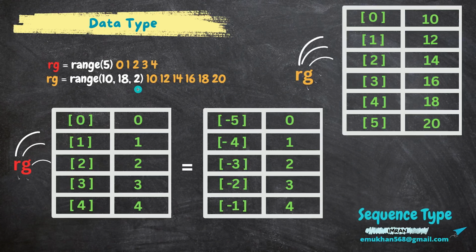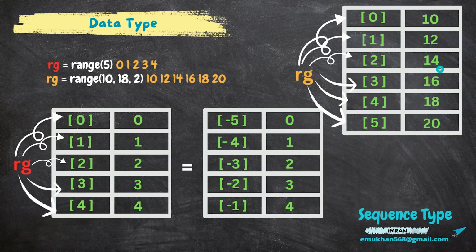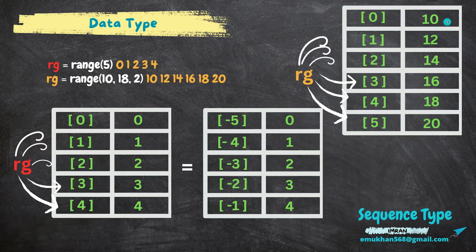Similarly, if I talk about the second example, rg, here rg is a variable. I have written the values 10, 12, 14, 16, 18, 20. Their index positions are 0, 1, 2, 3, 4, 5. Similarly, you can have the values reversely: -1 would be 20, -2 would be 18, -3 would be 16. In this way it will end at 10, which is -6 here. Right, -6 would be the last value if we come reversely.